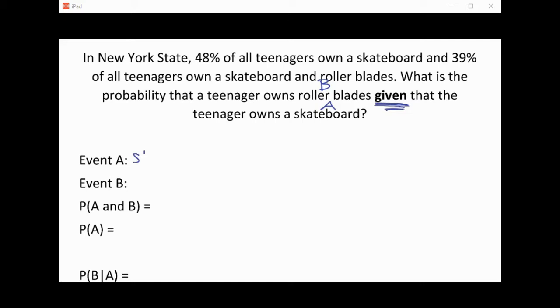So in this case, A would be a teenager owning a skateboard, and B would be them owning rollerblades.